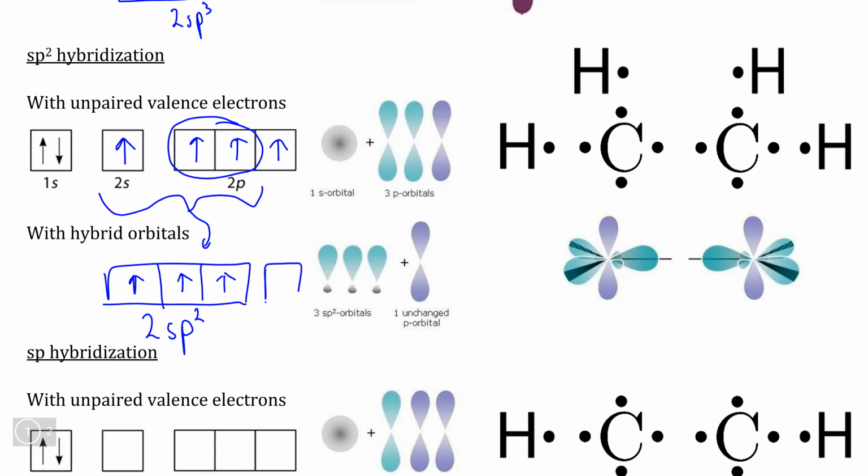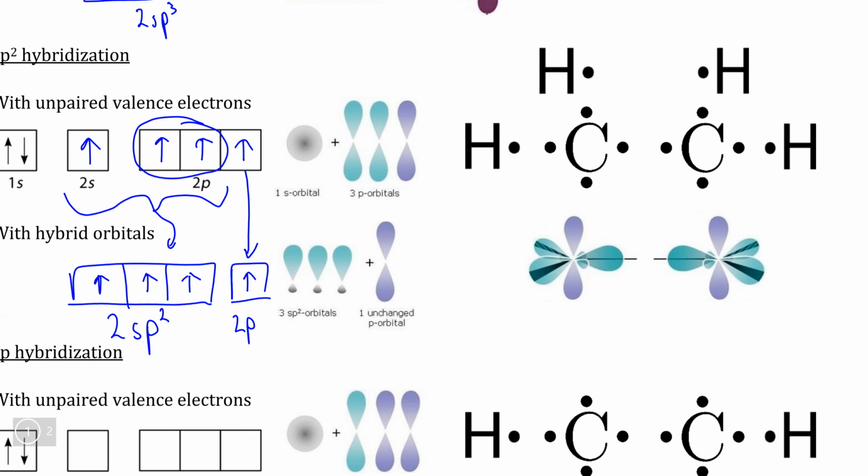like this, which means that the remaining p orbital here, this is the last orbital left from carbon's 2p subshell, is not hybridized and remains separate. And this is necessary because of the difference in the way that double bonds form.